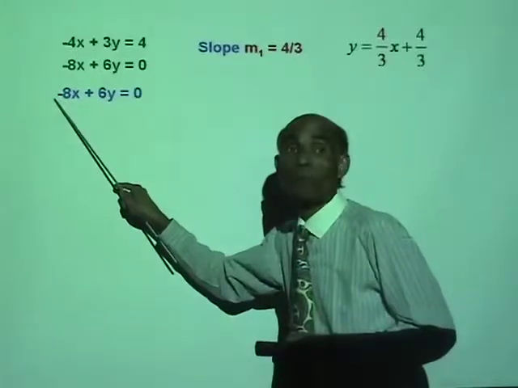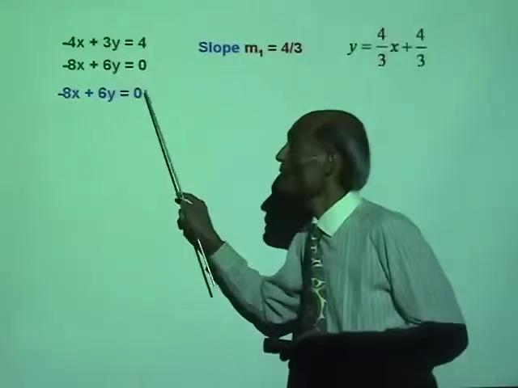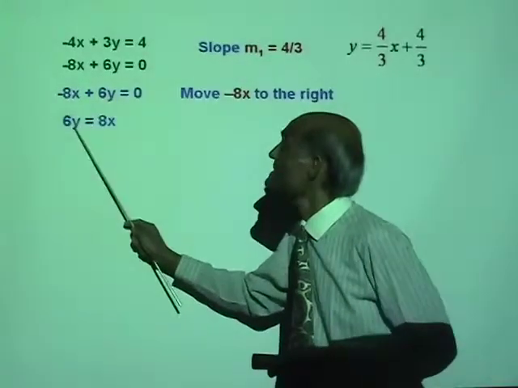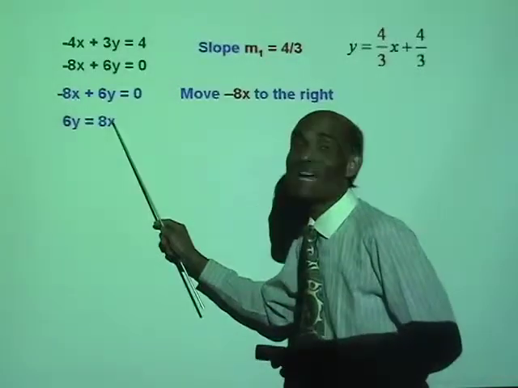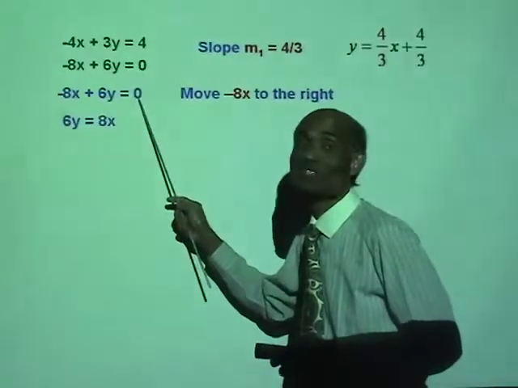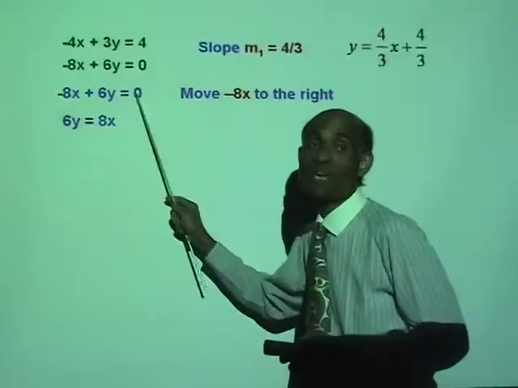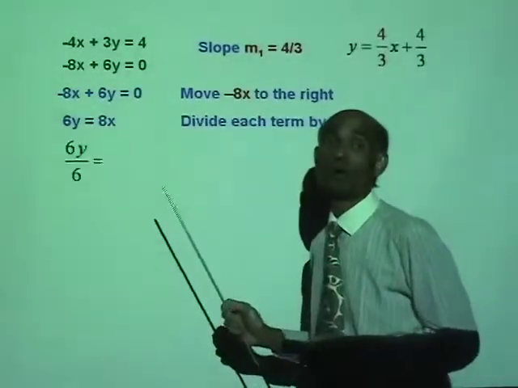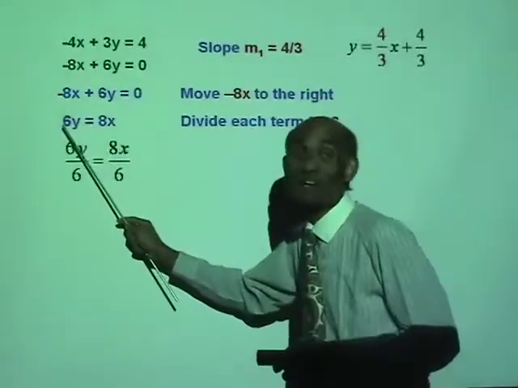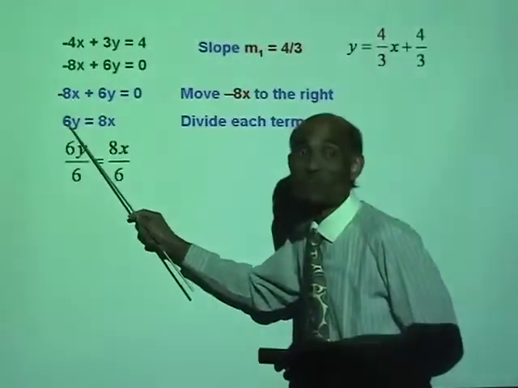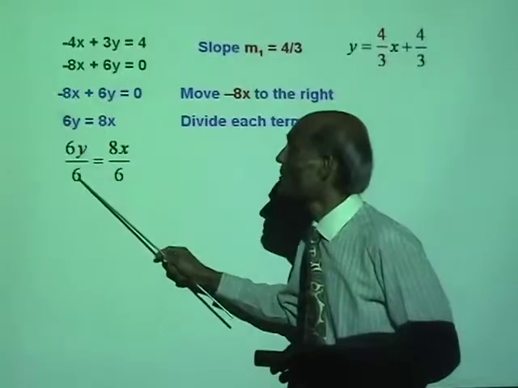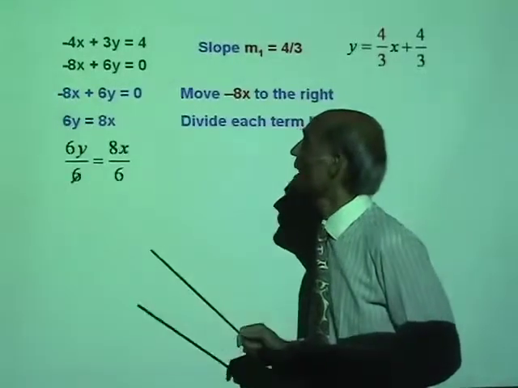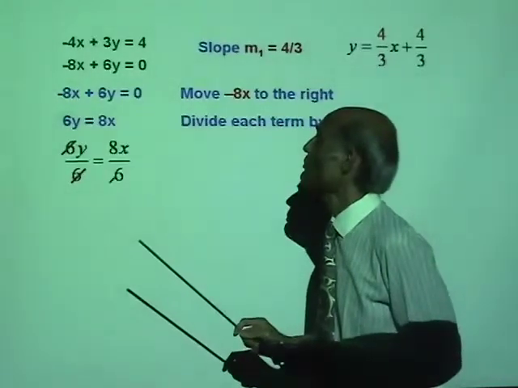What do we do? Move the negative 8x to the right, so that we've got 6y equal to 8x. The right side here is 0. So 6y equal to 8x. Divide each term by, not 0, divide by 6. 6y divided by 6 equal to 8x divided by 6.